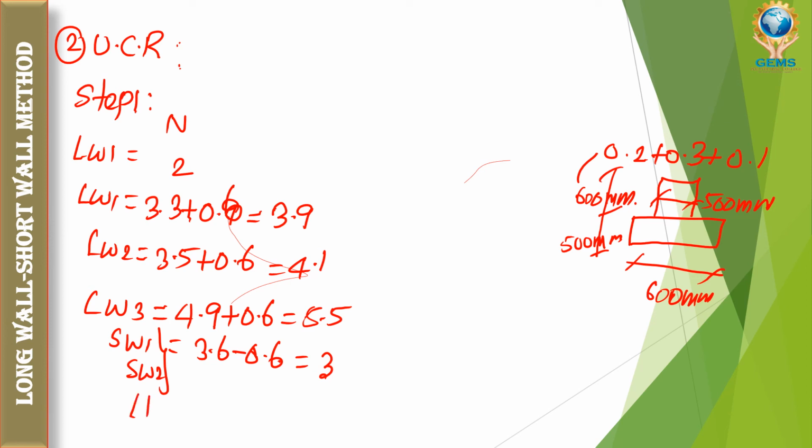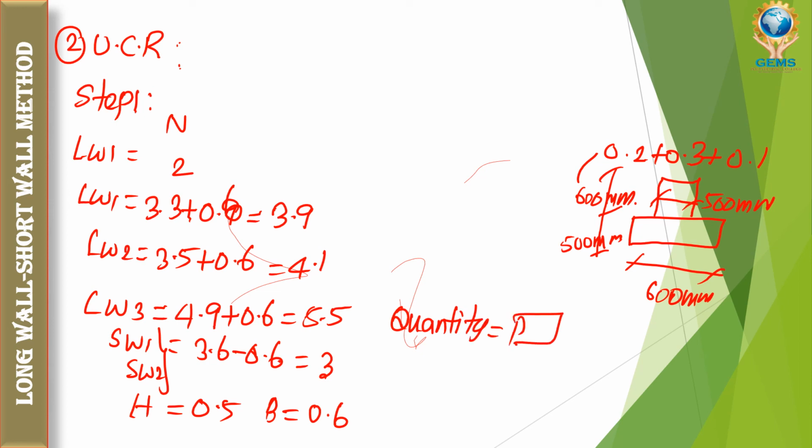Then height equal to 0.5. Then breadth equal to, you can see in the diagram itself, right? So breadth equal to 0.6. So by multiplying everything, we will get the quantity value. Okay, so total quantity, we will get some value, that is the quantity. We need to calculate LW1, LW2, everything separately. So for each and every item we will get the quantity.